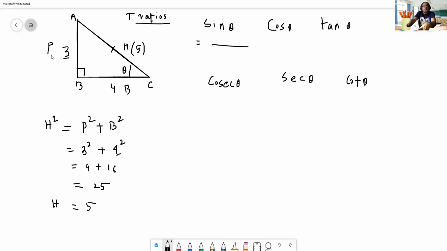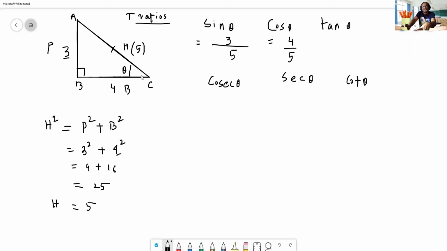Here it is written perpendicular to hypotenuse. So opposite is 3 and the hypotenuse is 5. So the ratio sine theta is 3/5. Similarly, the ratio cos theta is 4/5, because cos theta is adjacent to hypotenuse.